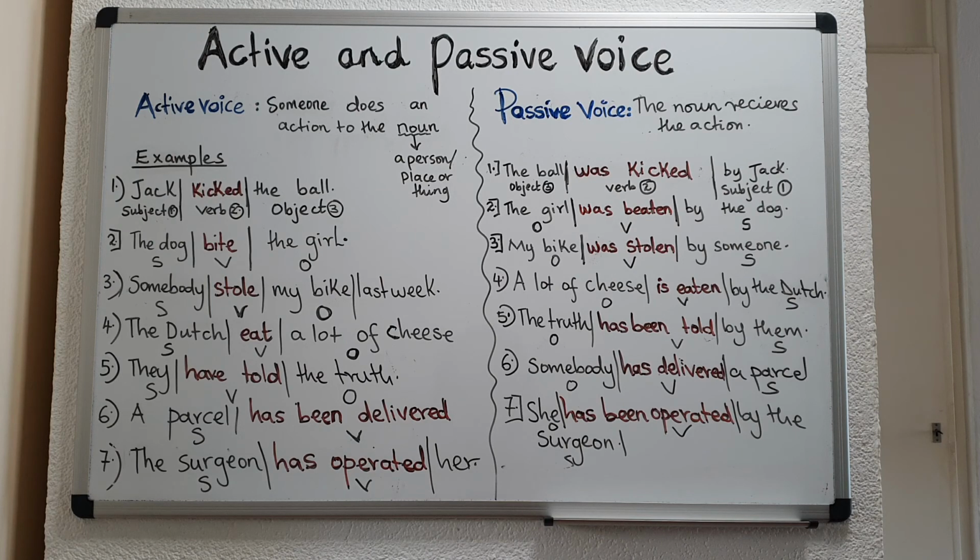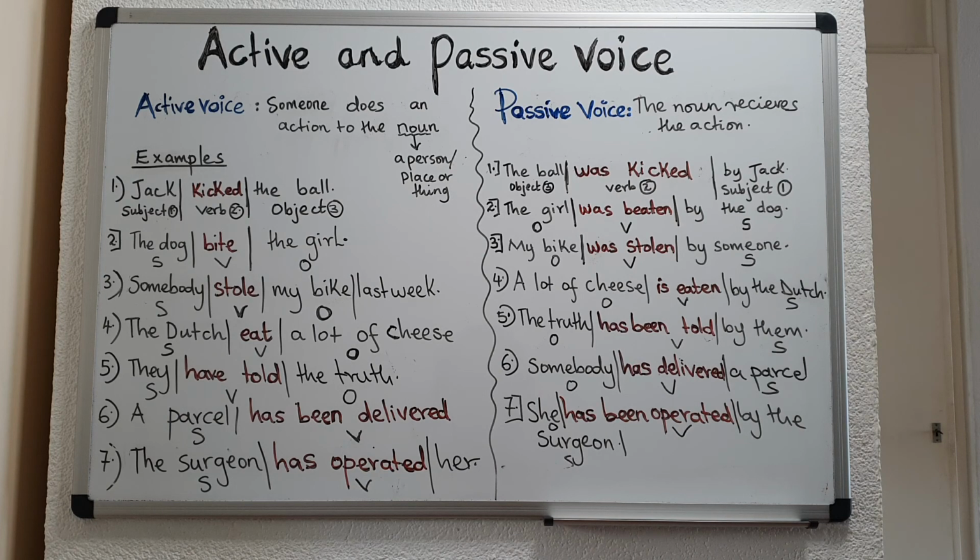Number 6. A parcel has been delivered. You change that sentence to the passive and you begin with the object, which is, somebody has delivered a parcel. A parcel has been delivered. So somebody has done it. So once more, even though in the active voice the word somebody is not there, it is assumed that it is obvious that someone did it. So somebody has delivered a parcel. Okay, has been becomes has.